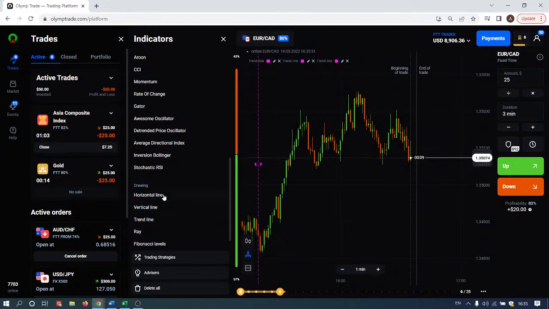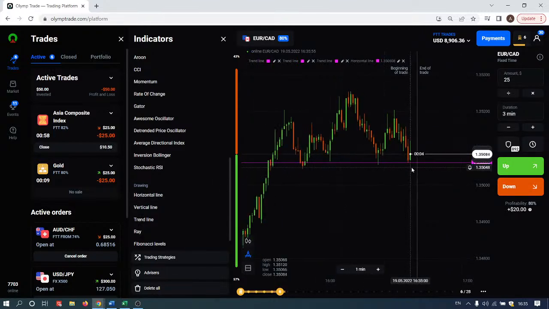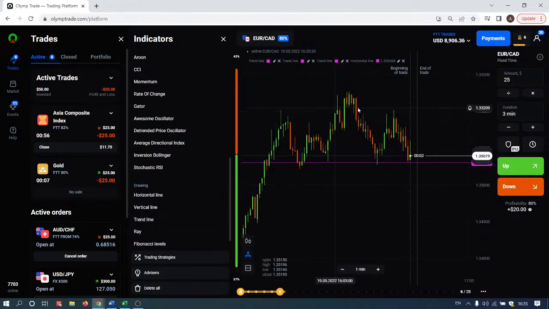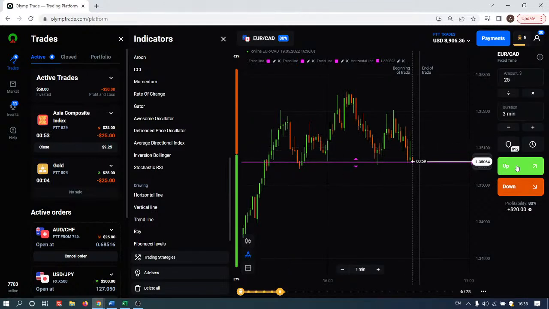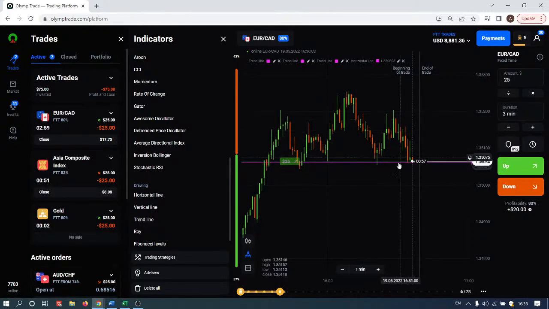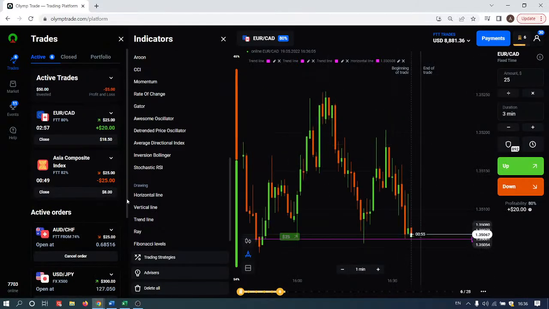Yeah, this might be a very interesting one. We have once again multiple levels of support and this pattern which is called head and shoulders. So let's give it a try. This trade is in the upwards direction.